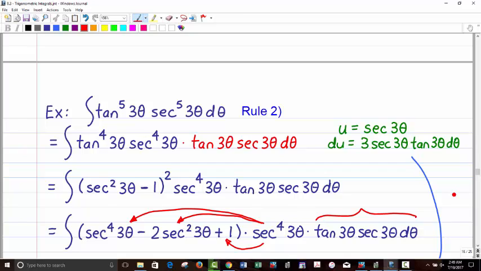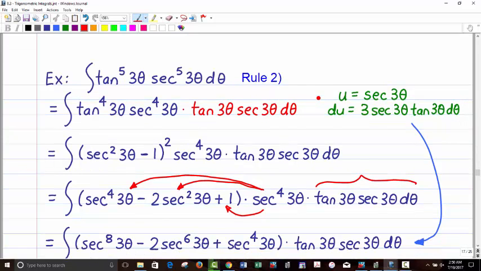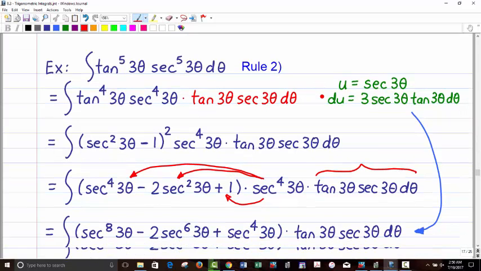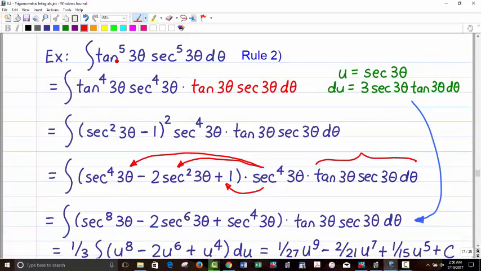Here's another rule 2. So I guess I probably should have just not done the other problem and did this one instead, but okay, so I'm going to go a little faster through this one because this is really no different. I'll just leave it slow on the page. Yeah, you save a sec and a tan, and you make tan fourth be sec squared minus 1 squared.